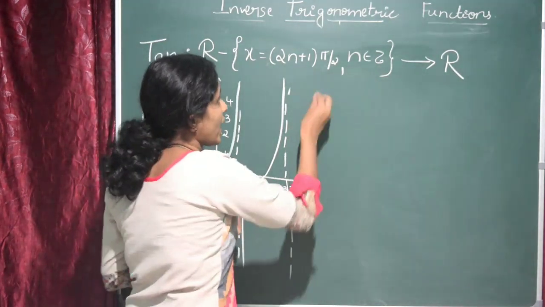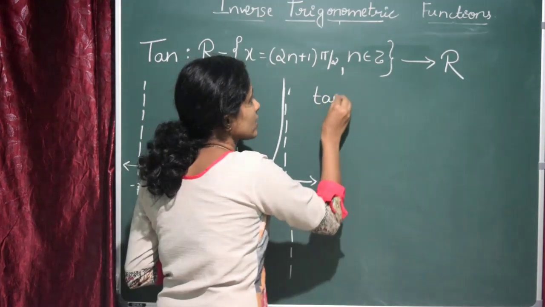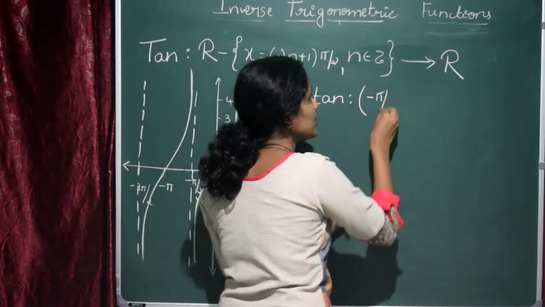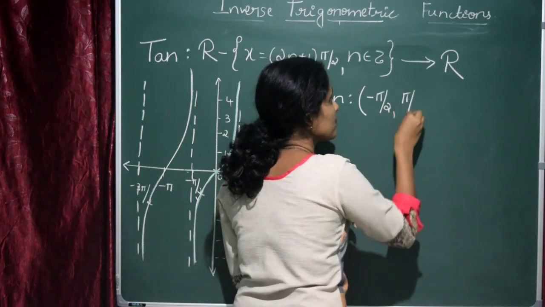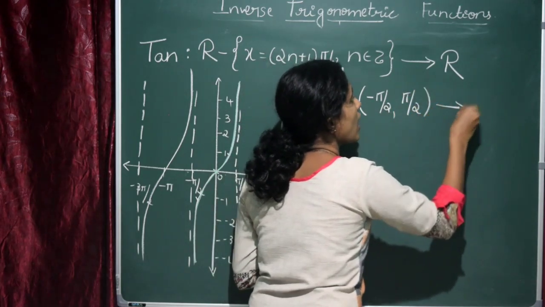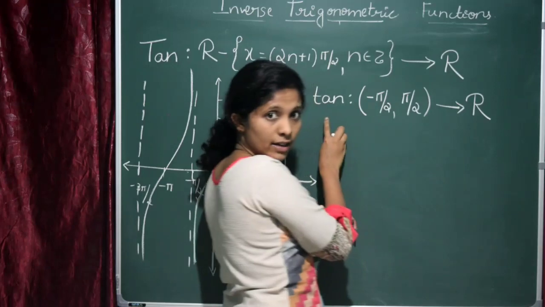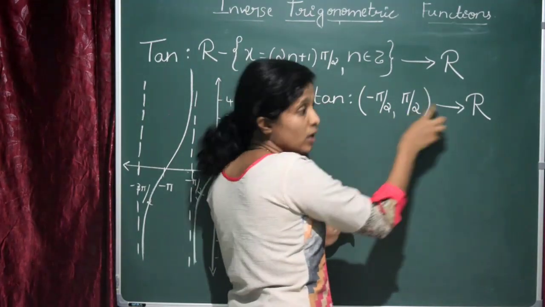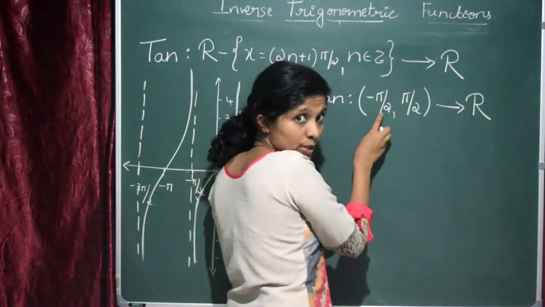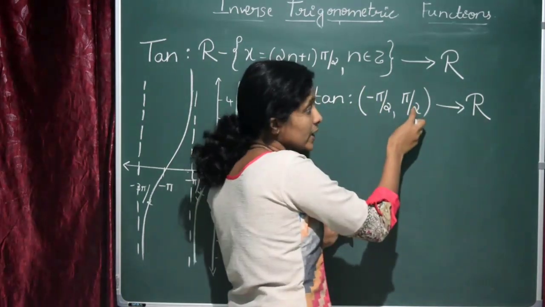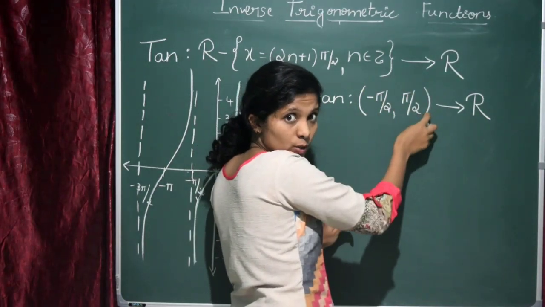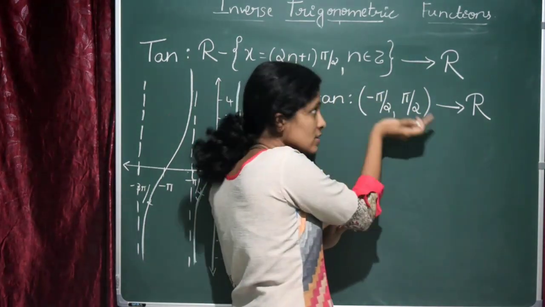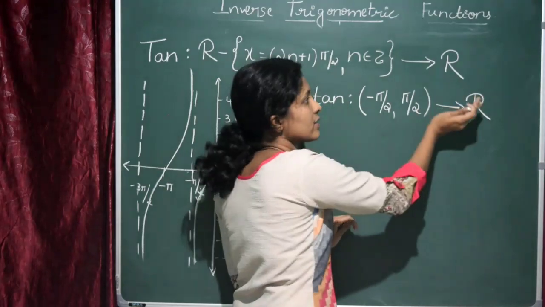So the function tan can be restricted to the open interval minus pi by 2 to pi by 2, to R. Is it clear? The function tan can be restricted to minus pi by 2 to pi by 2, to R. Here minus pi by 2 is not included. This is the open interval. Here plus pi by 2 is also not included. So this is the restricted domain of the tan function, and this is the range.